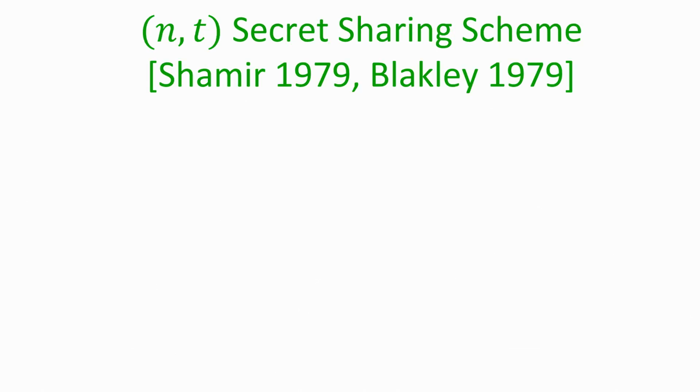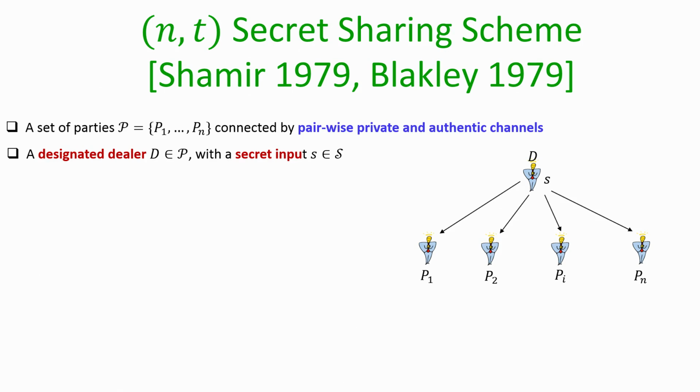So, both these applications can be abstracted by the following problem, which we call n comma t secret sharing, and this problem was independently formulated by Shamir in 1979 and Blakley in 1979. What we are given here is the following setting. We have a set of n parties P1 to Pn and they are connected by pairwise private and authentic channels. What it means is, if Pi wants to send any information to Pj, we assume that it has a dedicated channel with which it is connected to Pj, and anything Pi sends over that channel will be received correctly and securely by Pj.